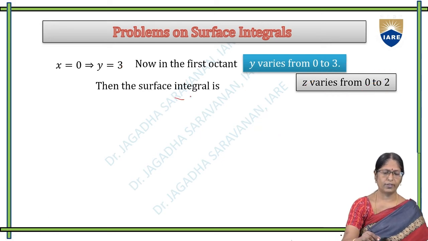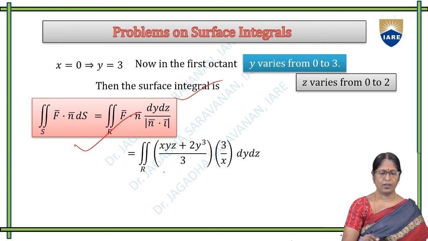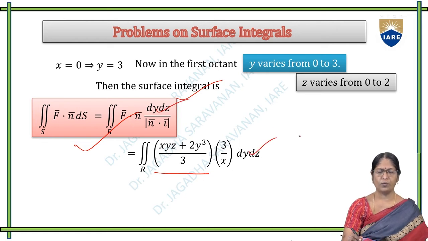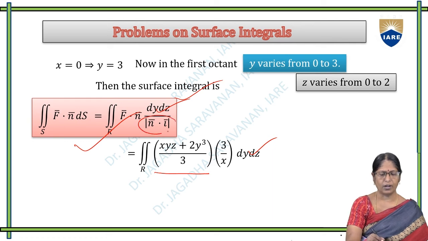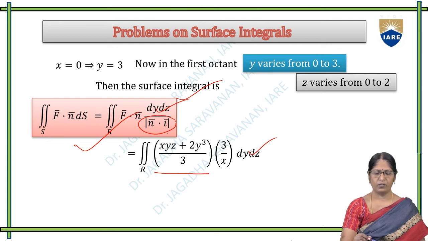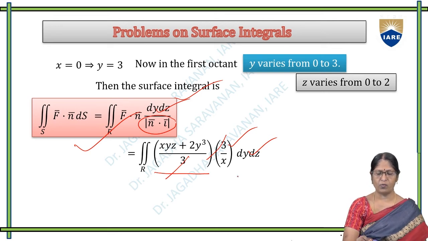So the next one is, then the surface integral is. This is the formula for the surface integral: F dot n, dy dz, which is written as it is. This we obtained as x by 3. It is in the denominator, so we brought it up in reciprocal format, which is written as 3 by x. This completely cancelled. Next, after cancelling, we obtained xyz plus 2y cube times 1 by x.